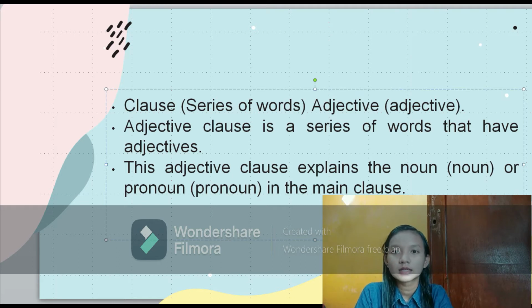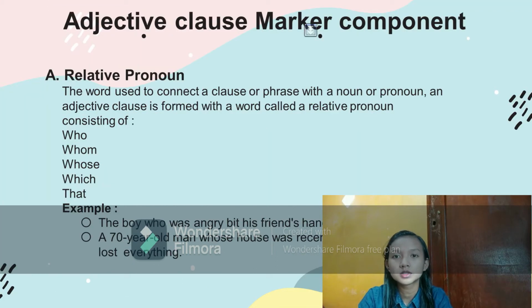An adjective clause is a clause that cannot stand alone, a dependent clause, which functions to modify nouns or pronouns in a complex sentence. An adjective or relative clause must also be combined with relative pronouns and relative adverbs, consisting of that, where, when, who, whose, and which. Example: the boy who was angry beat his friend's hand. The next, a 70-year-old man whose house was recently struck by lightning said he lost everything.